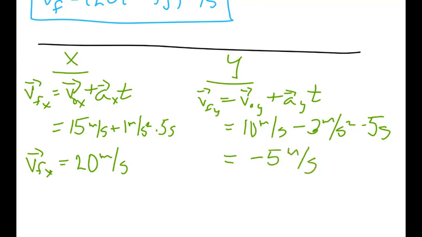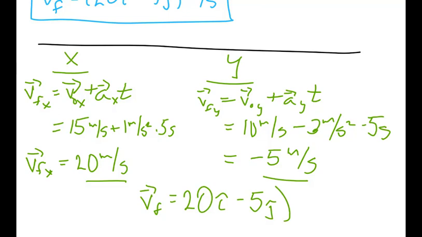So you can see if I were to combine these two components back together into one final velocity, I would have 20 in the I direction minus 5 in the J direction meters per second. So both methods yield you the same answer. So you just pick which one works best for you, and good luck with your homework.